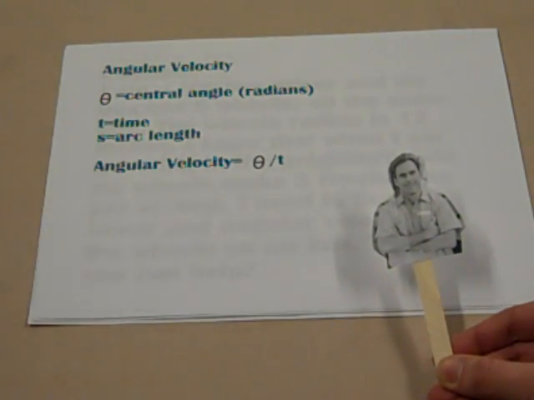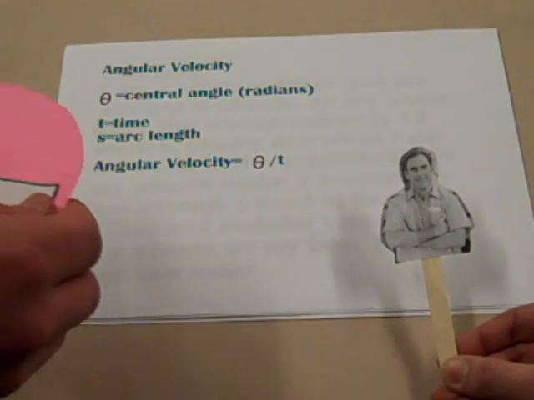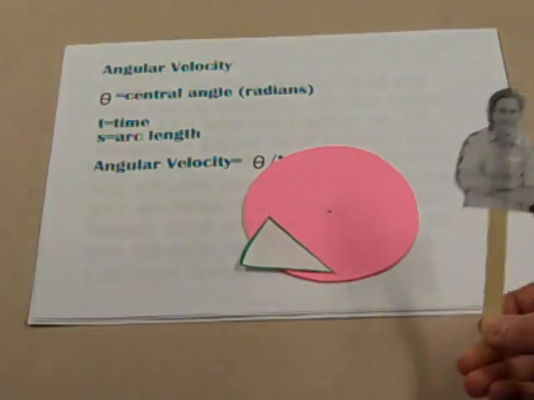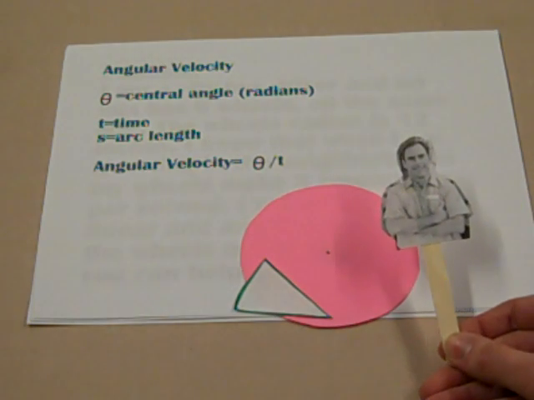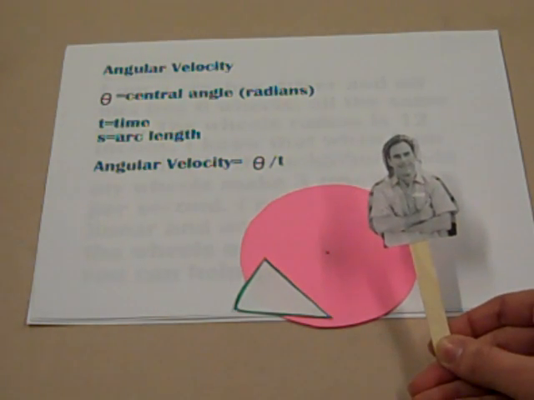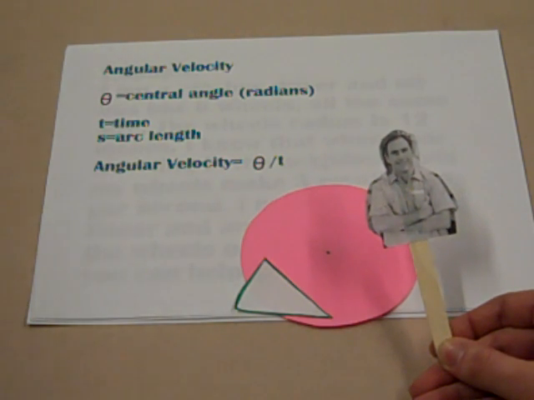Now, angular velocity is the measure of the rate at which the central angle changes as the linear velocity changes. They are related. Theta is the angle measure in radians, t is time, and s is the arc length. So, as you can see, angular velocity can be defined as the central angle theta over time t, or theta over t.